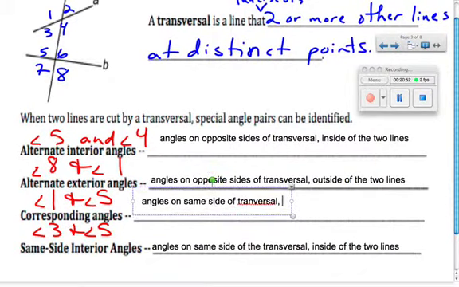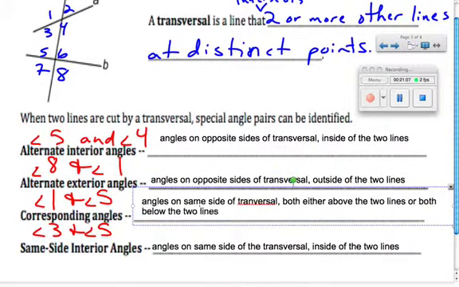And then if I wanted to be as elaborate and thorough as possible, I might say both either above the two lines or both below the two lines. And I know that takes up perhaps quite a bit more space than you have there, but that's as absolutely clear as I can make that. I don't like using the word corresponding to define corresponding angles. But you will see that in your textbook, that they describe the angles as being in corresponding position with respect to the two lines.